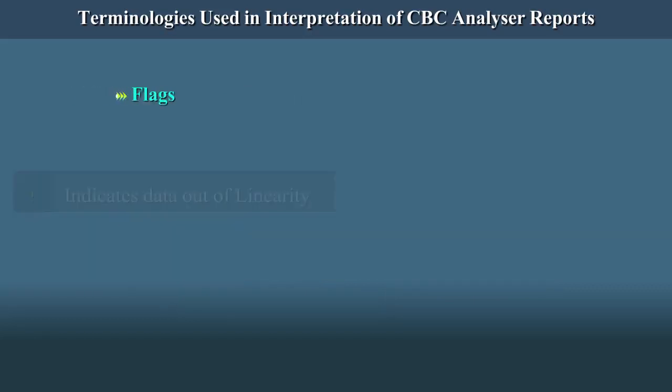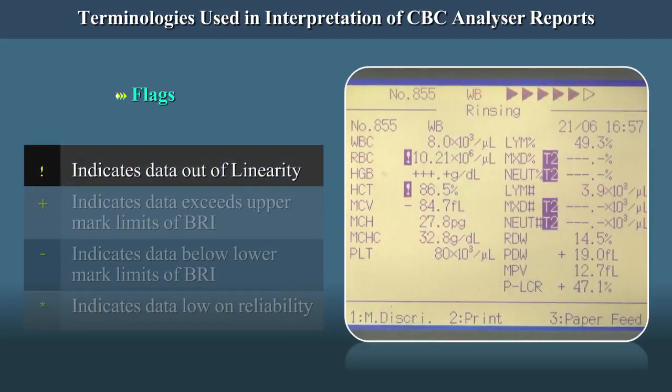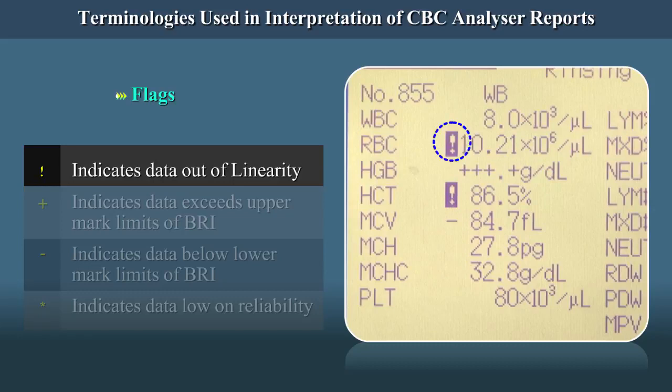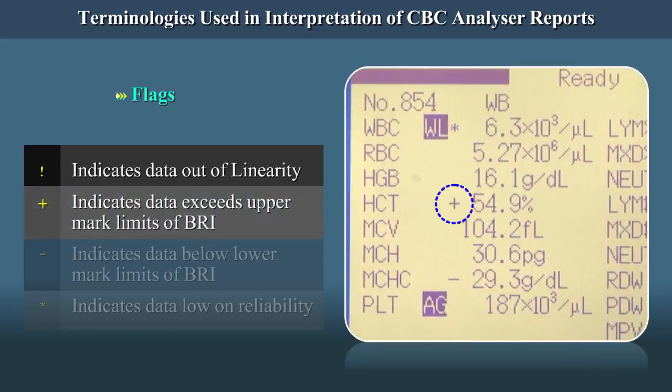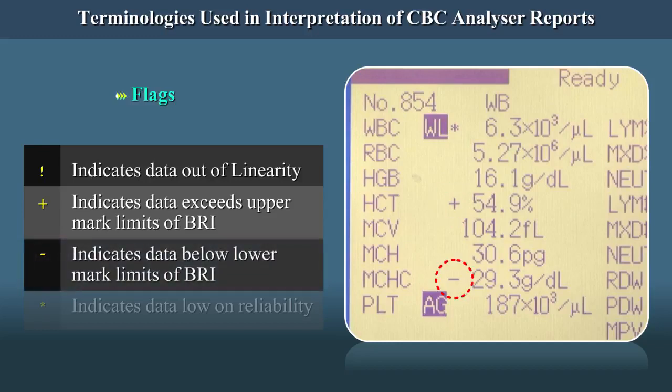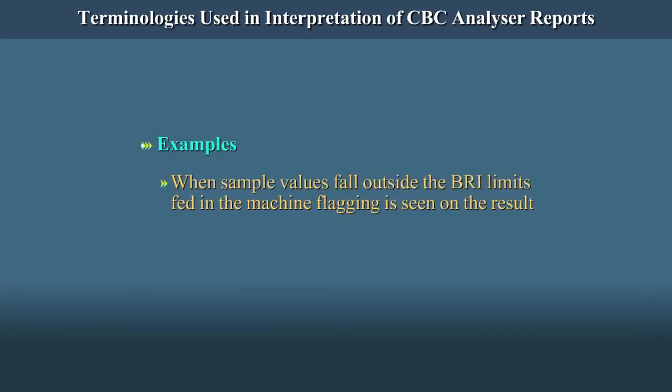Flags. Examples of some common flags are: exclamatory indicates data out of linearity. Plus indicates data exceeds upper mark limits of BRI. Minus indicates data below lower mark limits of BRI. Asterisk indicates data low on reliability. Few examples. When sample values fall outside the BRI limits fed in the machine, flagging is seen on the result.